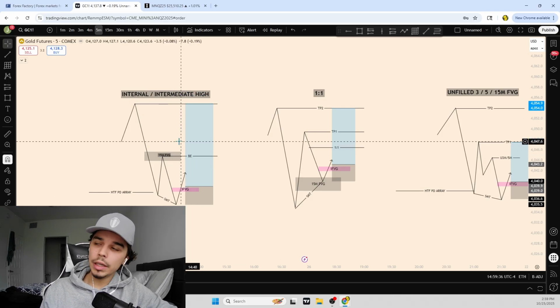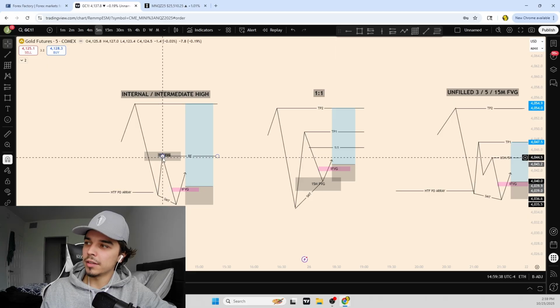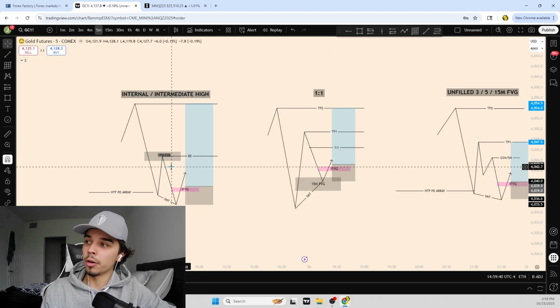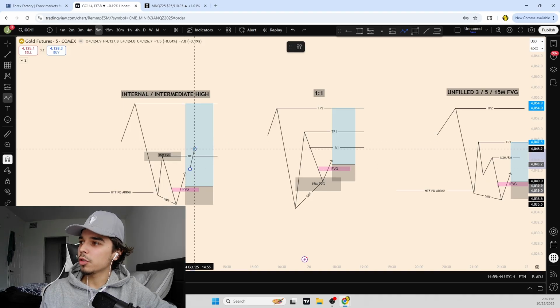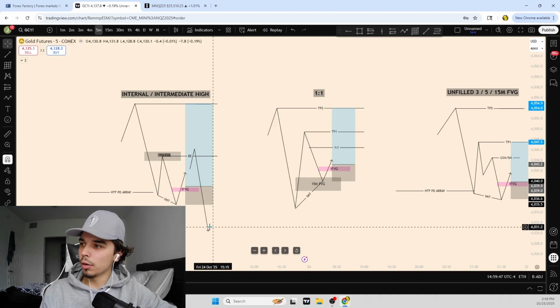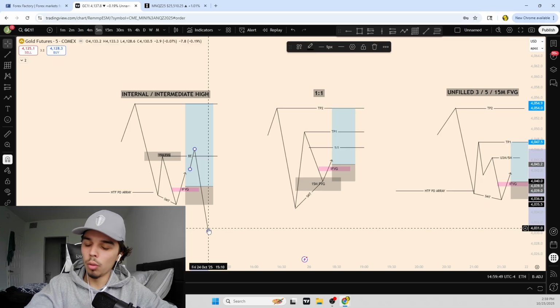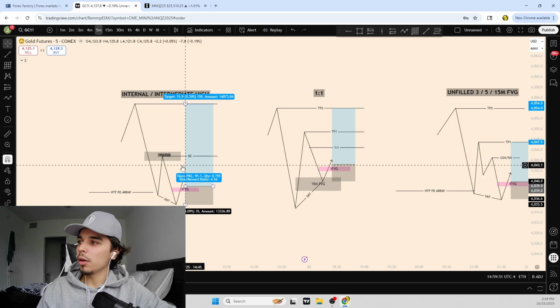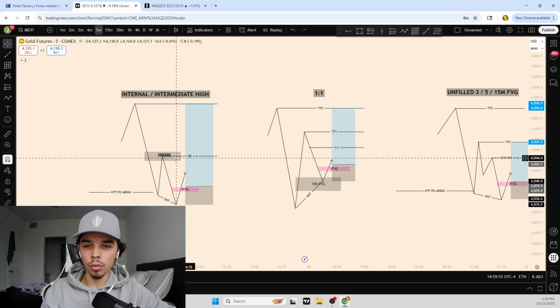Where should we go break even at? Well, we should go break even at this internal high right here, which is also an intermediate high. Why? Because price can easily just come back up, sweep this out, and then it could continue lower if it wants, right? We never exactly know what price wants to do. So that's why we should always go break even at internal or intermediate highs.